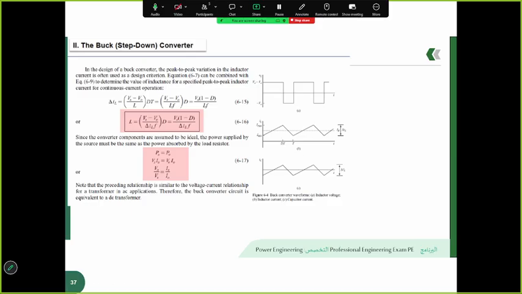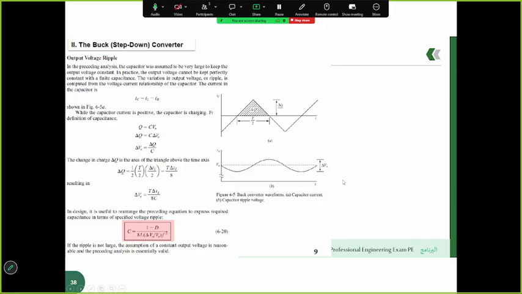These figures on the right-hand side are the same as the previous slide and help illustrate converter operation. I already discussed these figures.